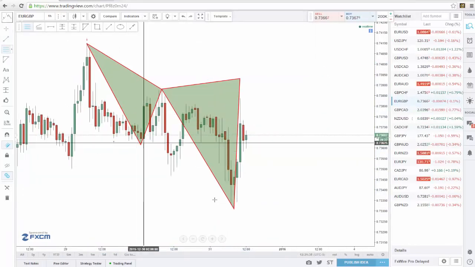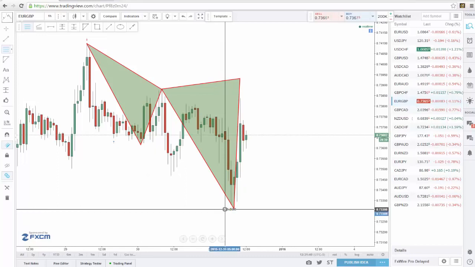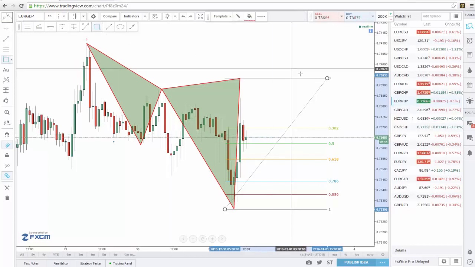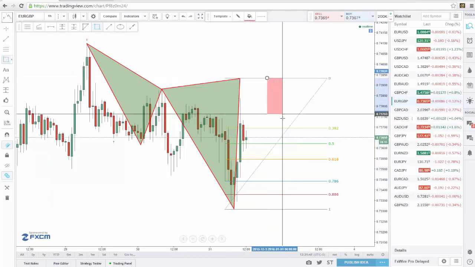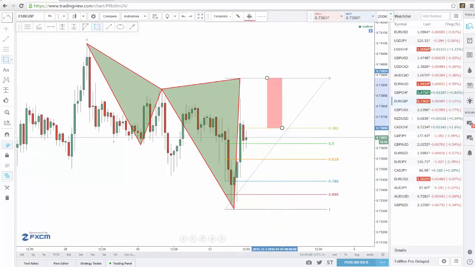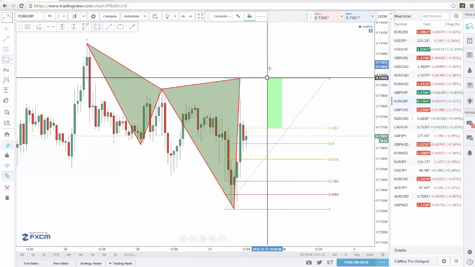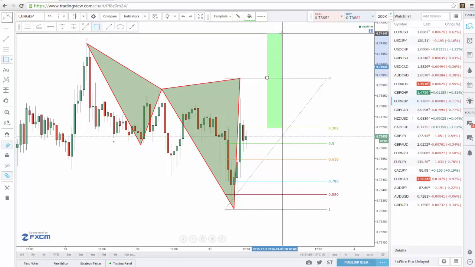And targets, as usual, go from C up to D on the cipher pattern. We would be looking for targets down here at 382 and stops right up here above X.